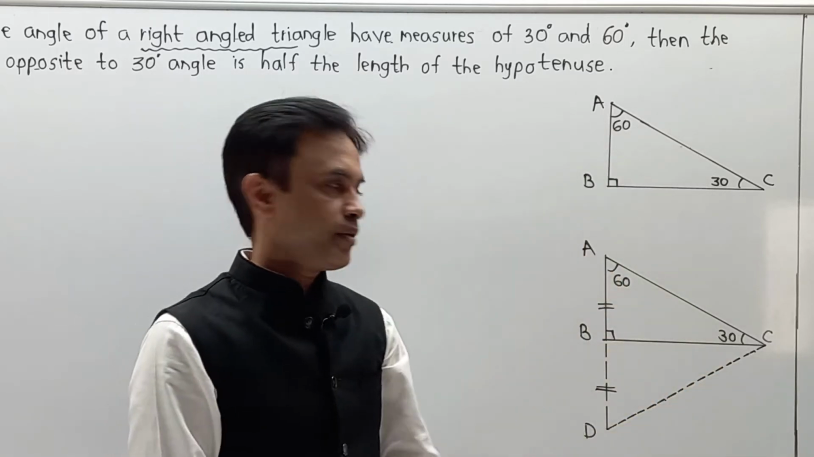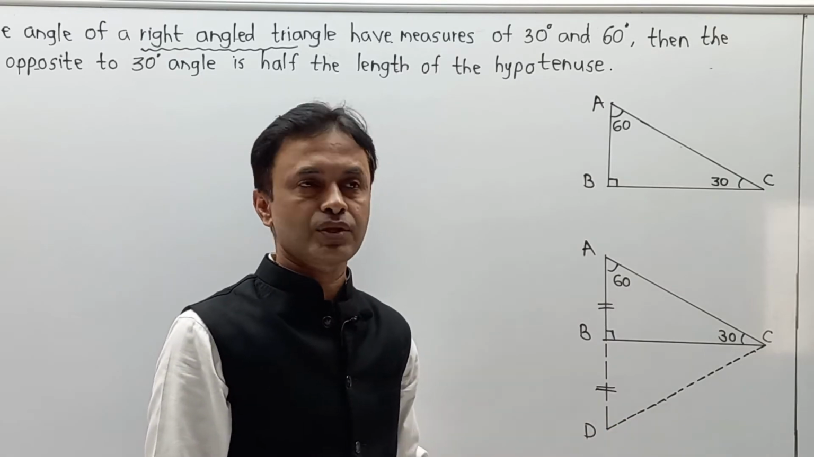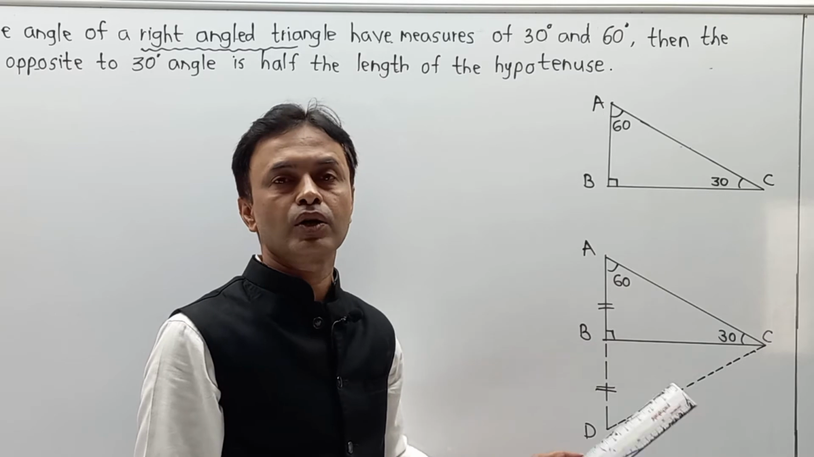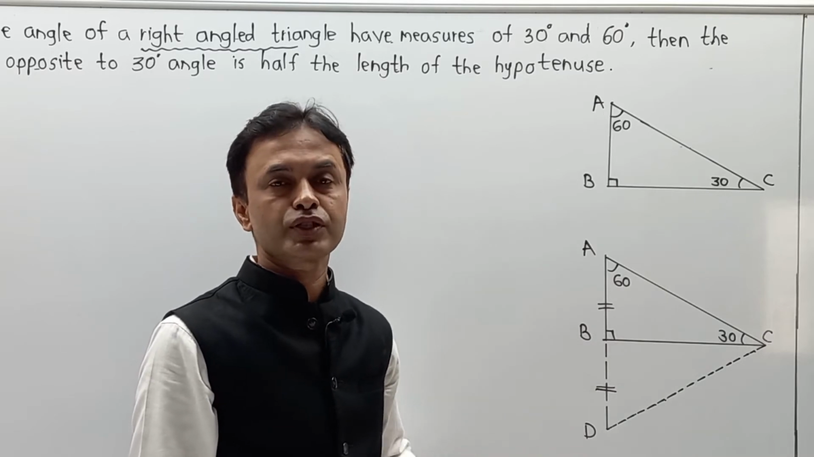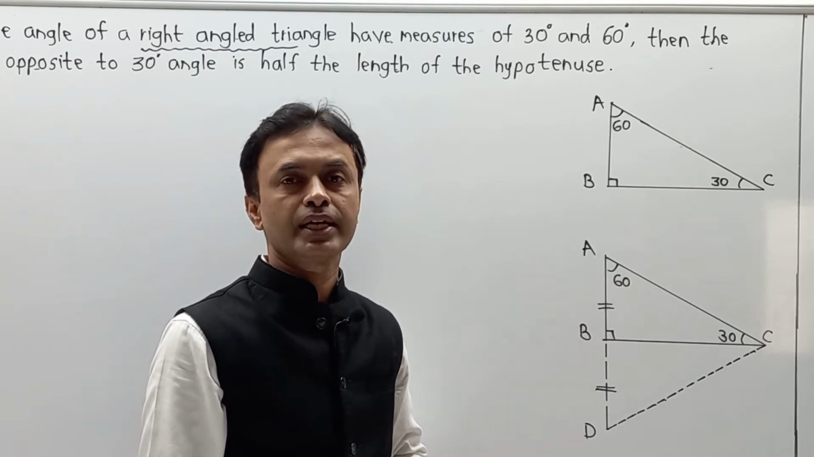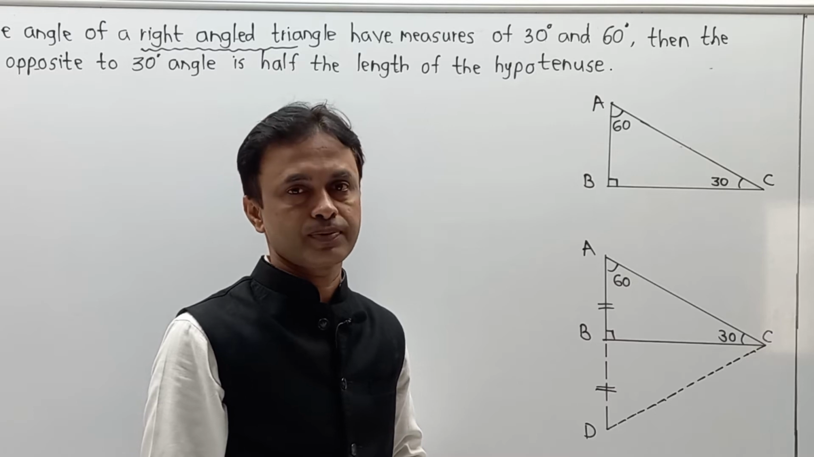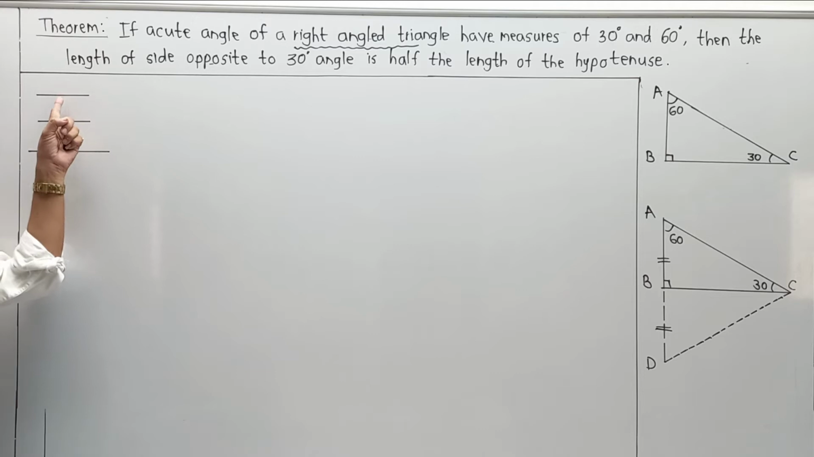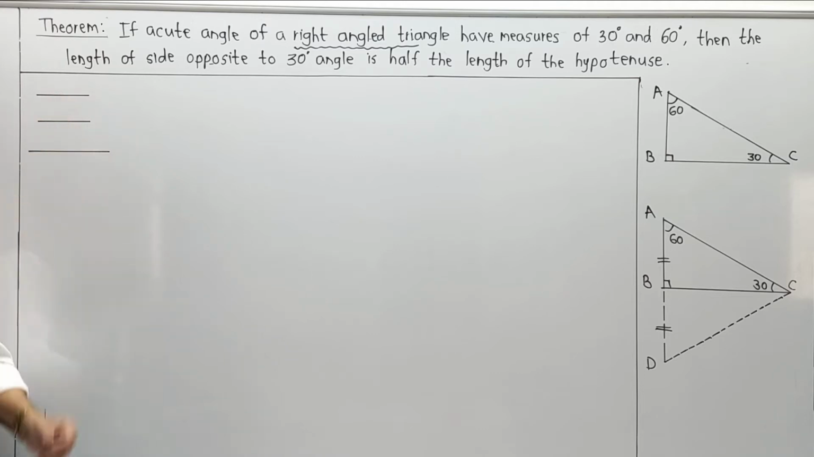And in this way we have joined CD, and this is the construction. In that case we are going to prove these two triangles as congruent and the rest of the proof. But first of all, try to understand how to write given, to prove and construction. Now we are going to write the given, to prove and construction.